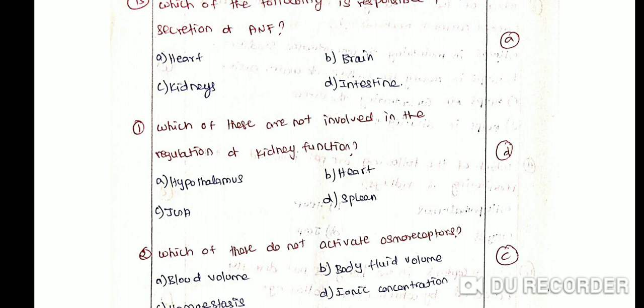Explanation: the functions of the kidney are regulated by several organs of the body, such as the hypothalamus, the heart, and the JGA or the juxtaglomerular apparatus, and some of their hormones.